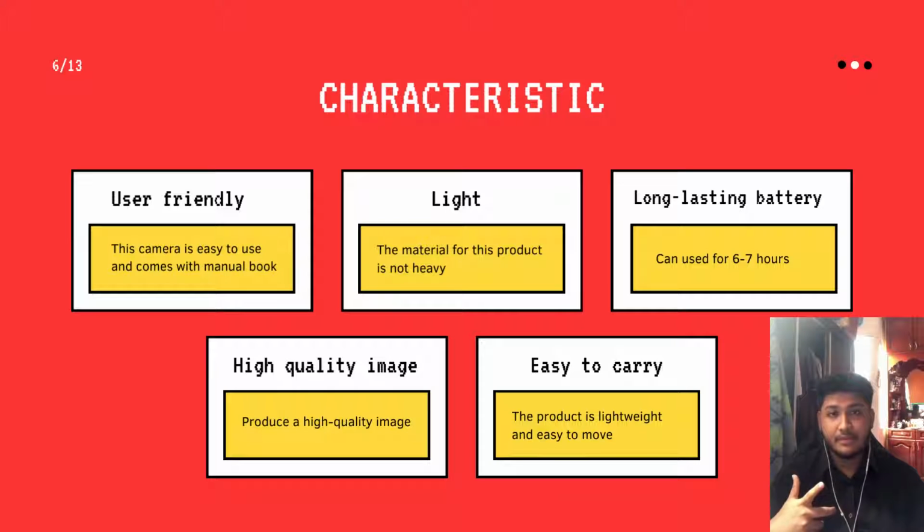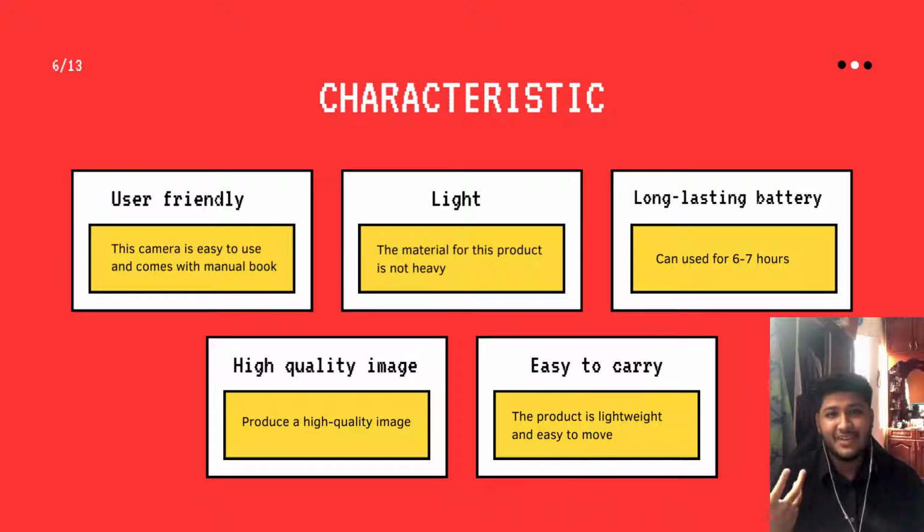Okay, next we will be talking about some of the characteristics of the Canon EOS 90D. It is suitable for most people and user-friendly. Why? Because every purchase comes with a manual book or guidebook for those who are beginners and starting their career.